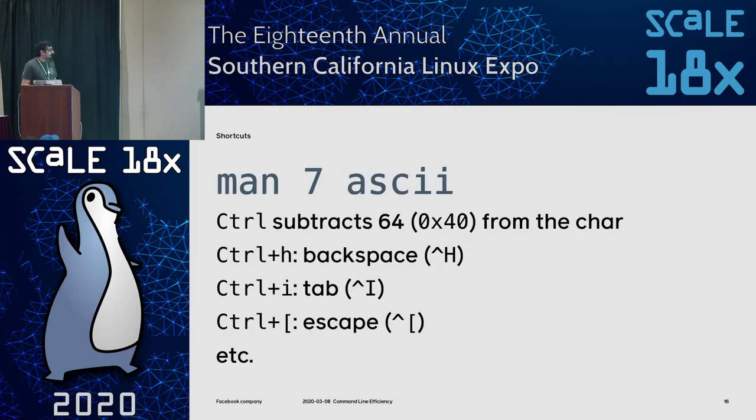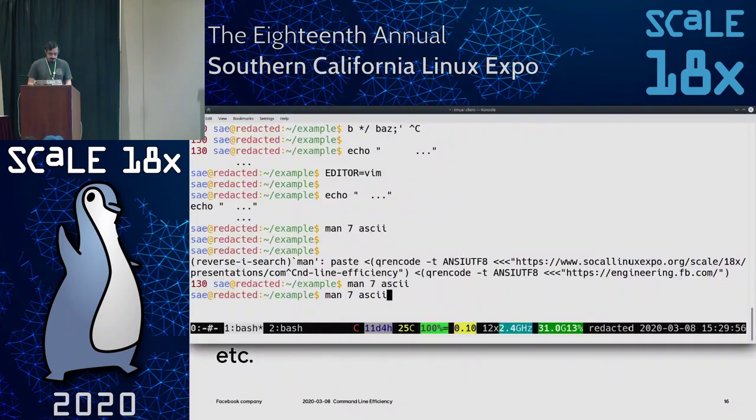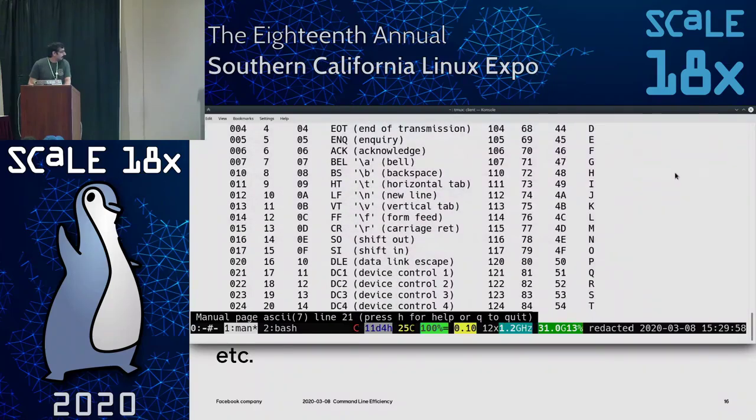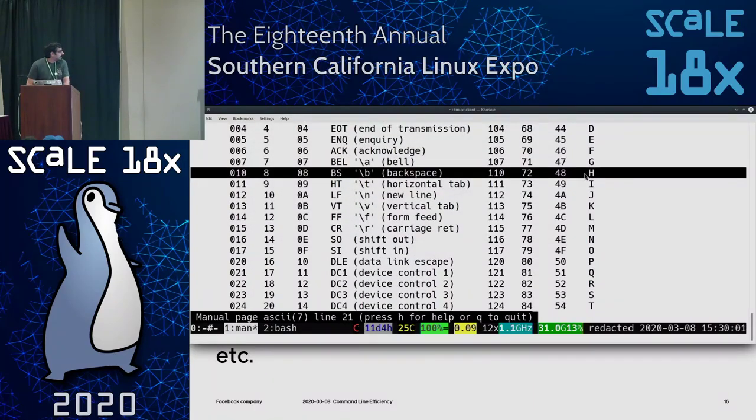Likewise, that's how you can find, for example, that the backspace key is actually Control-H, because if you look back in the man page and you scroll down to H, that's actually the backspace key.